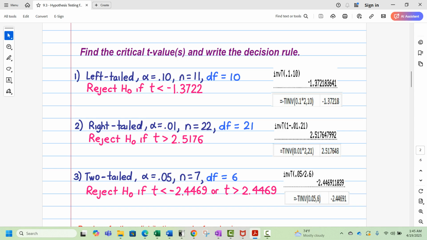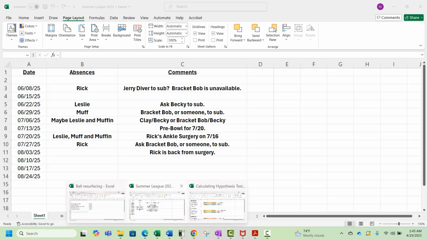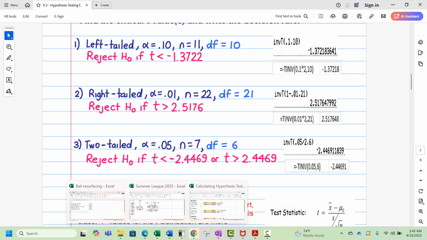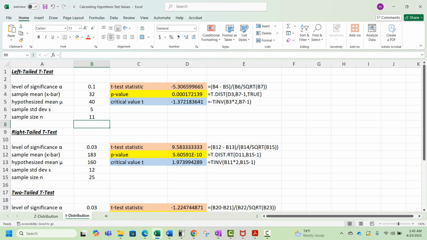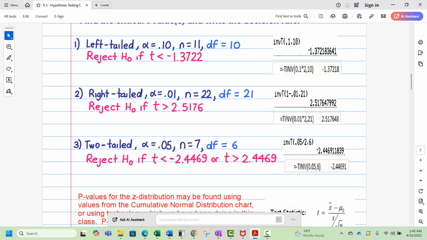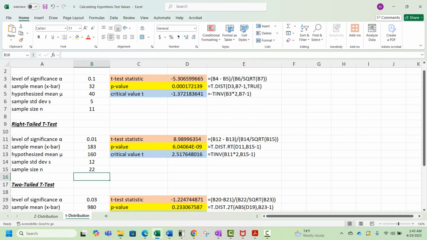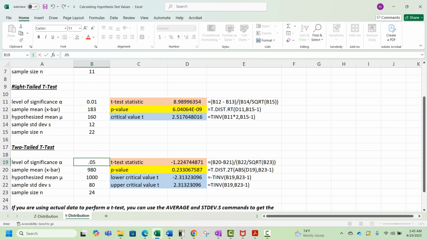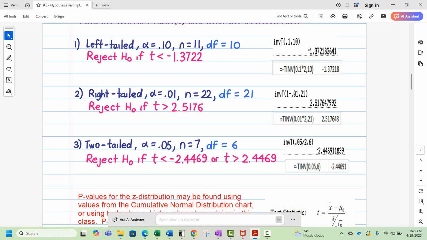And right-tailed, 0.01, n is 22. That's 2.5176. There it is. This one's two-tailed, 0.05. So you can reject if t is less than the negative value or greater than the positive value. And there they are, negative 2.447, or however many decimal places I used in the notes. Okay, 2.4469, but obviously the same thing.